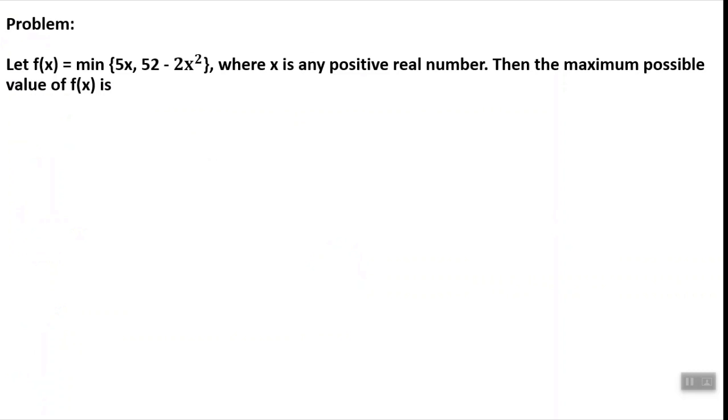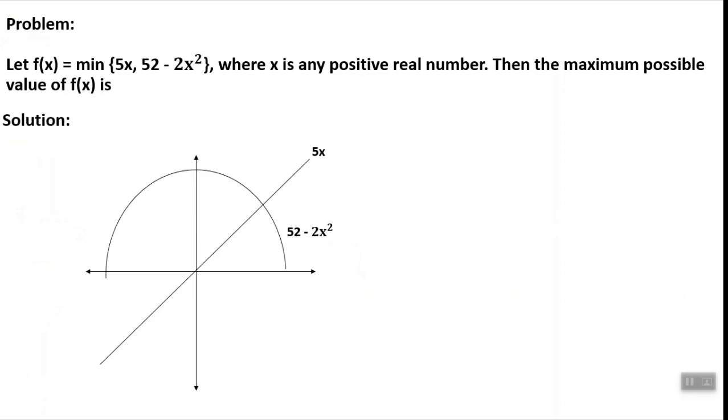f(x) is the minimum of 5x, comma, 52 minus 2x squared. So what is 52 minus 2x squared? It is this parabola which starts on the y-axis at 52, and it is opening downwards because this sign is negative. What about this 5x? 5x is nothing but a line passing through the origin. There is no intercept. So these are the two individual curves.